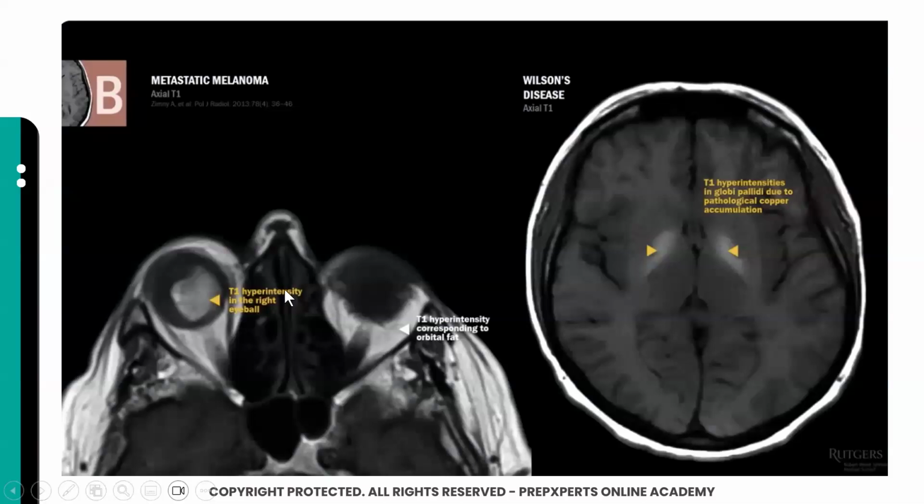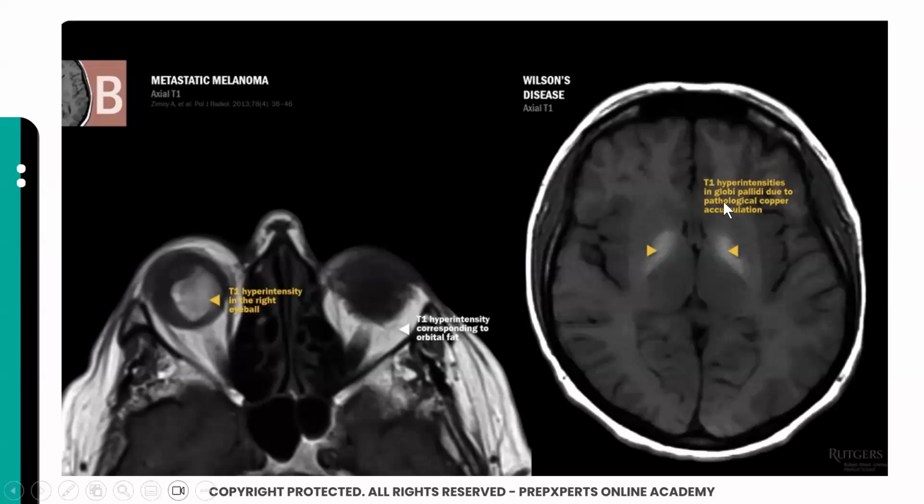So let's see that. This melanoma question is very famous. I think this was in both of my exams. So you have to know that melanoma is something that is T1 and T2 bright. So this is a T1 hyperintensity. Melanoma mets are similar. These are also T1 hyperintense. And any metal is going to be T1 hyperintense as well.